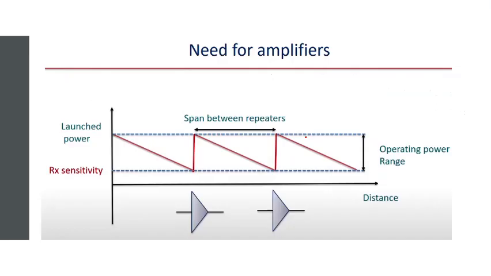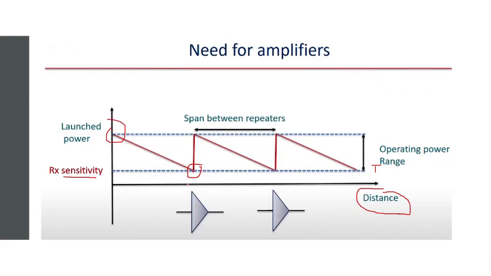Moving ahead. This diagram tells us what happens when we amplify a particular signal. This is the start point of any signal. As the distance of the fiber increases, the signal gets attenuated in the fiber. Once it reaches near the RX sensitivity, this is the particular threshold of the receiver.